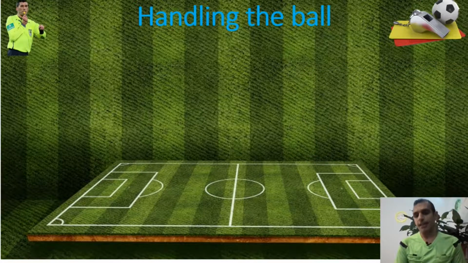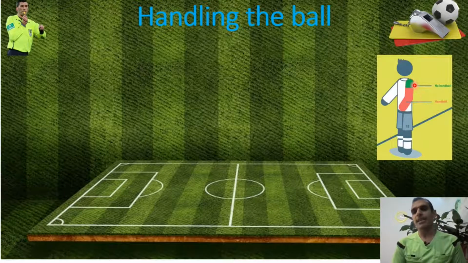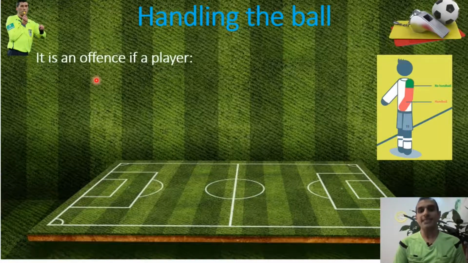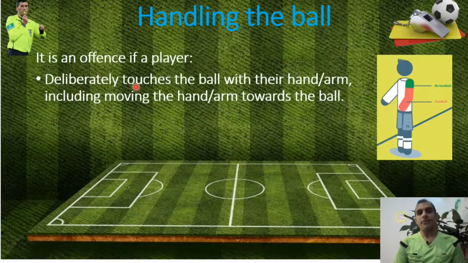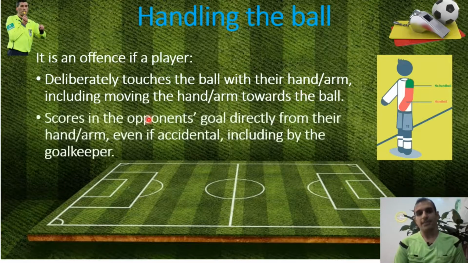Handling the ball, please look at this image. If the ball touches the green area, it's not handball, but if the ball touches the red area, it's handball. Anyway, it's an offense if a player deliberately touches the ball with their hand or arm, including moving the hand and/or arm toward the ball, or scores in the opponent's goal directly from their hand or arm, even if accidental, including by the goalkeeper.